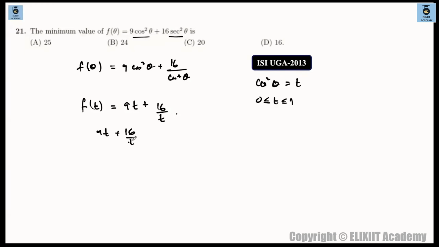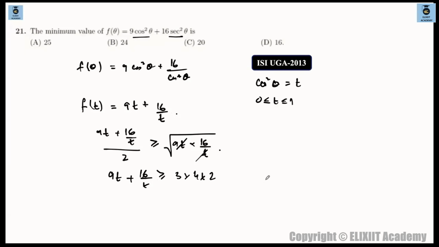and simply use AMGM. 9t plus 16 divided by t, divided by 2, is greater than or equal to root over of 9t into 16 divided by t. t cancels out, ये हो जाएगा 3 times 4, तो 9t plus 16 by t is greater than or equal to 3 into 4 into 2, मतलब क्या हो जाएगा 24. ऑप्शन बी इज करेक्ट. Simply this you can solve using AMGM.